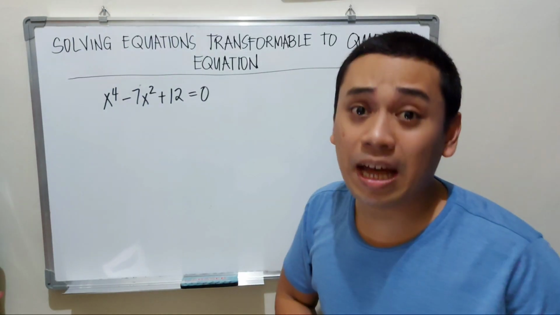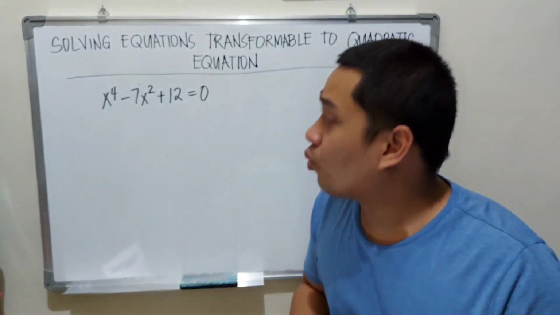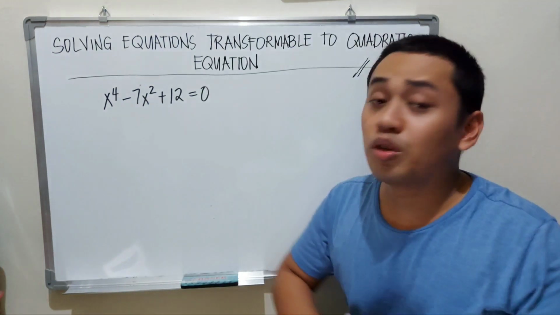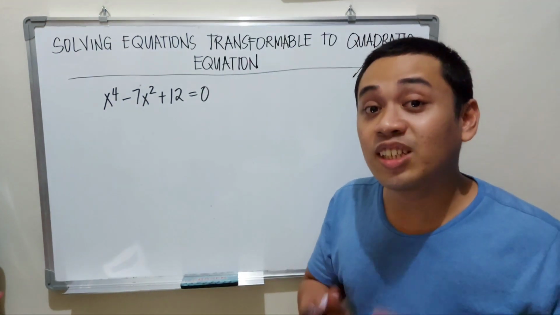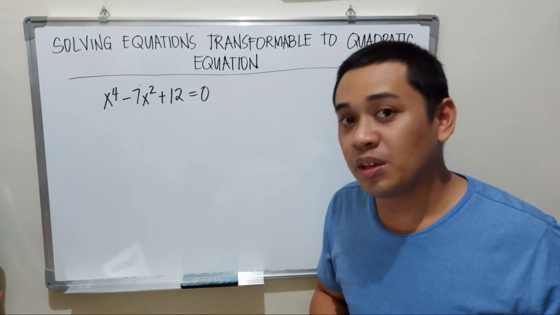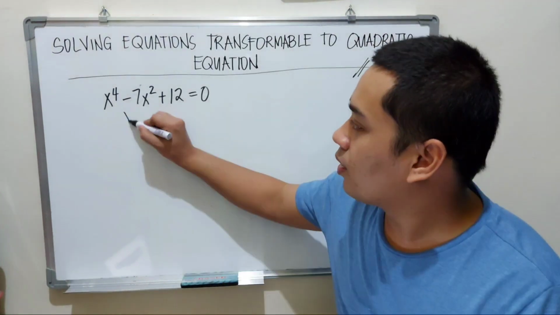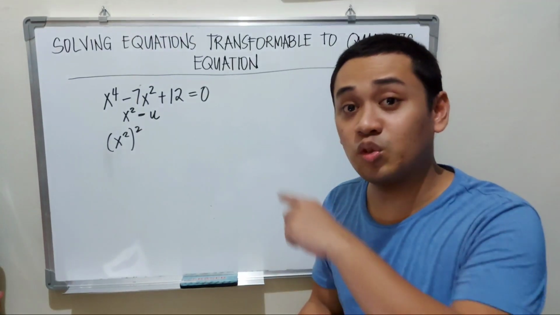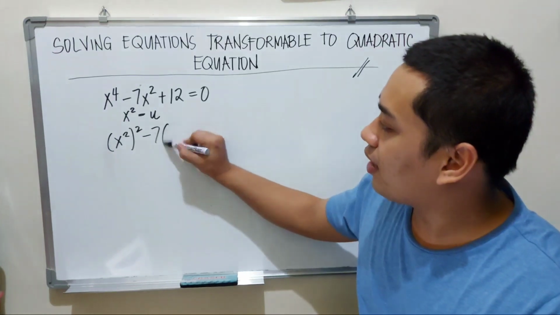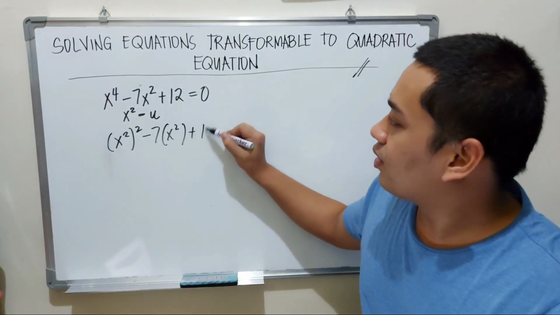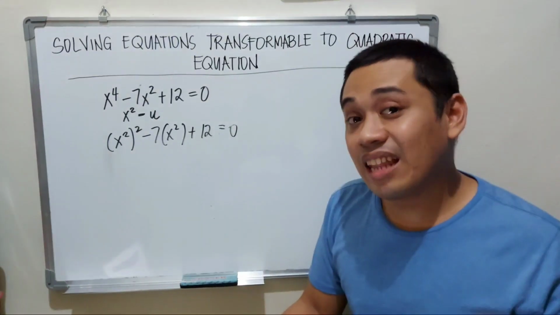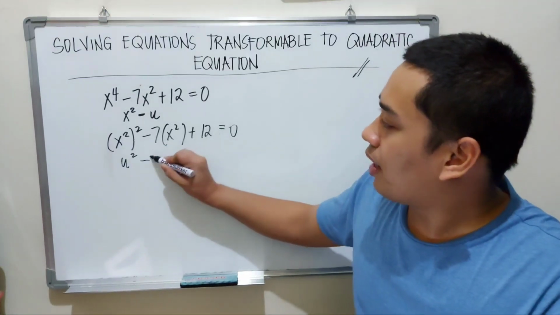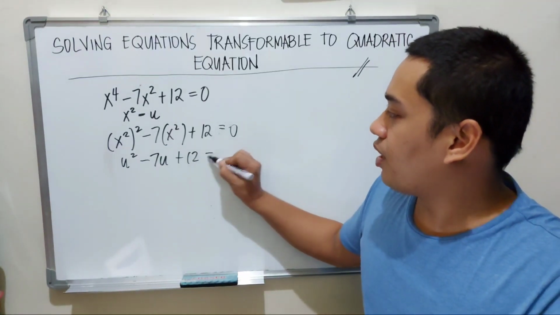To answer a similar example with regards to the previous one, we have here x raised to 4 minus 7x squared plus 12 equals 0. So first, we need to change the value of our x squared, then treat it as u to solve the quadratic equation. X squared should be u. Then we have x squared squared, diba? Minus 7x squared plus 12 equals 0. Lahat daw ng x squared natin ay magiging u. So, u squared minus 7u plus 12 equals 0.